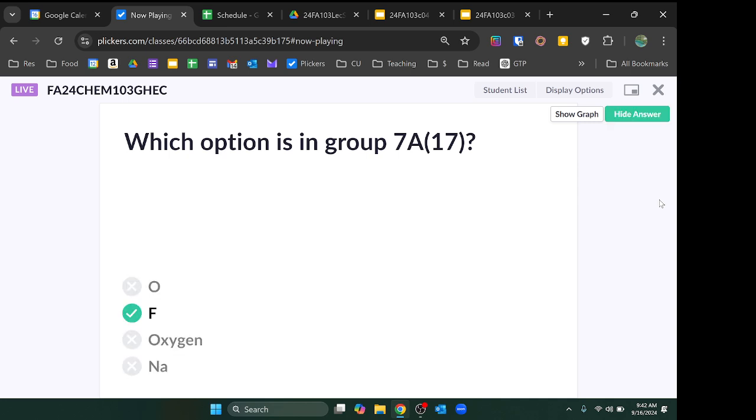That is the fluorine. O stands for oxygen, which doesn't have a specific naming on it, but is 6A. Sodium is down here. That's actually the first group. Okay.